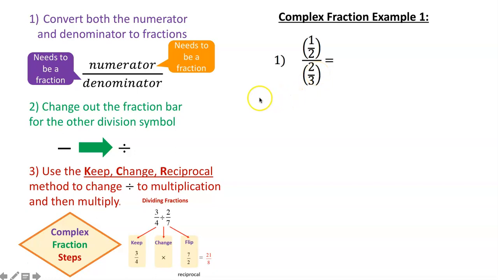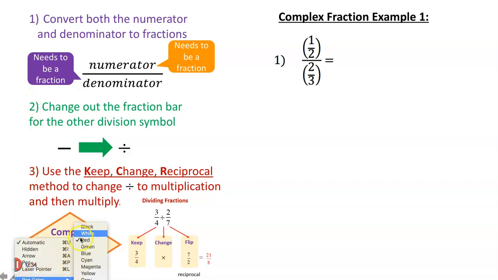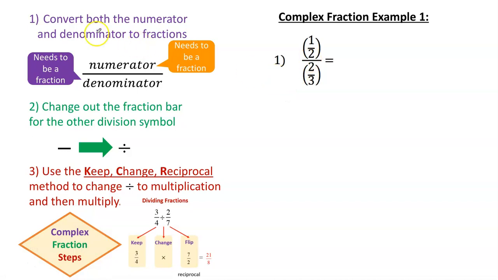To solve, we're going to use the steps 1, 2, and 3 over here. Let me grab a pen. Step 1 says convert both the numerator and the denominator to fractions. The numerator needs to be a fraction and the denominator needs to be a fraction. In this example, you are already given a numerator and a denominator that are fractions, so step 1 we don't really have to complete.